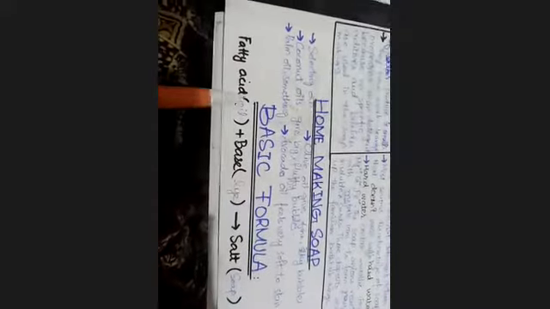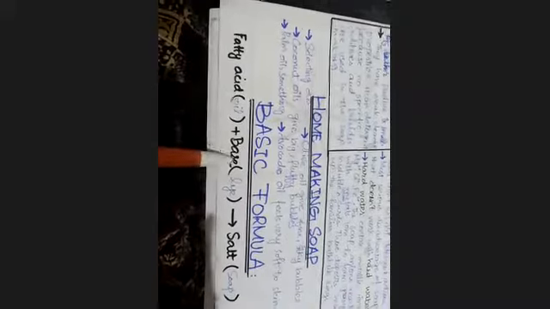The basic formula used for homemade soap is also the same. Fatty acid or oil plus base or lye gives us soap with the side product glycerine. The other ingredients used for homemade soap are sugar, salt, ammonia, and borax. I have written why these ingredients are used in the soap. Sugar makes a clear shape.